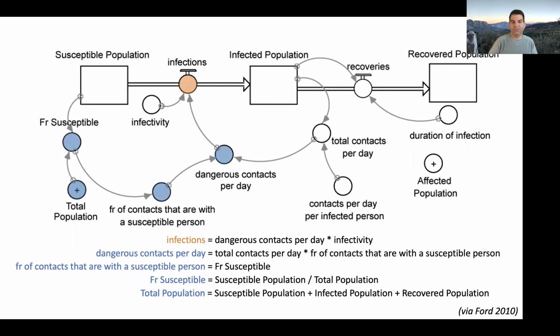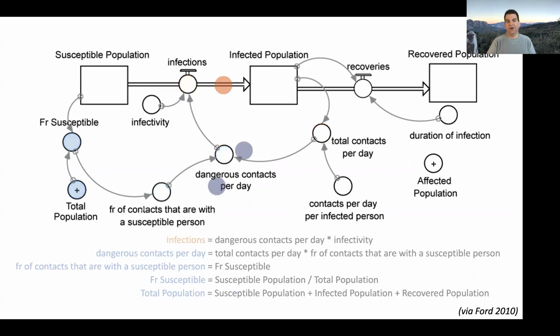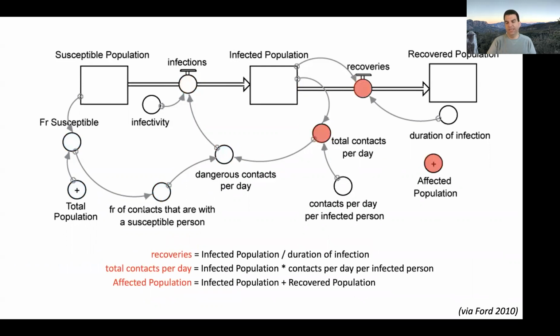That fraction is going to cut down our total contacts per day to give us our dangerous contacts per day. Here are all of the contacts that an infected person will have per day, and here is the percentage of the population that is susceptible. Combine those two together, and we have dangerous contacts per day, which is what we actually use in our infections flow. These are the formulas for that, and these are our old formulas over here.